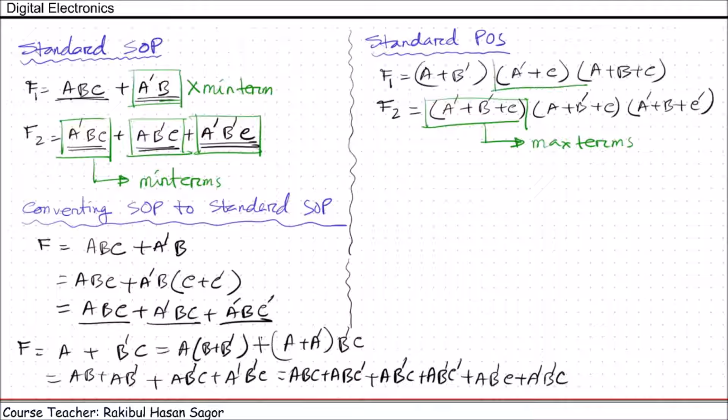This is not Maxterm because we have one missing variable here, that is b. So this is Maxterm, and this is the representation of standard POS form.